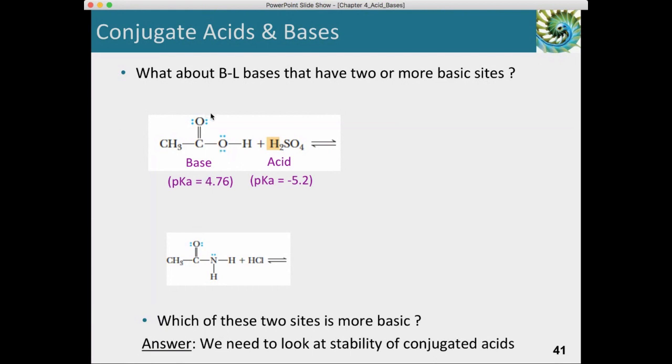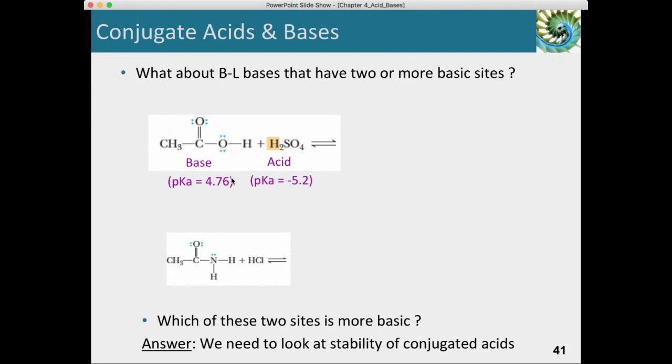In this case, I'm mixing acetic acid and sulfuric acid. When you look at the pKa values, you know that the pKa of acetic acid is 4.8. A positive pKa is a weak acid. And sulfuric acid has a negative pKa value, it is a very strong acid, almost fully dissociated. So if you mix these two, obviously sulfuric acid will be acting as an acid in the reaction, and acetic acid should be acting as a base.